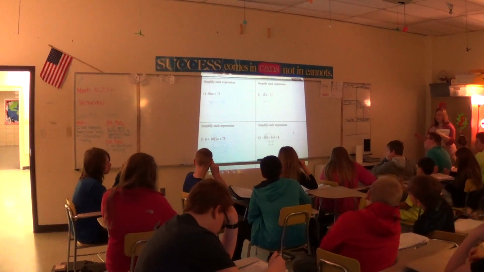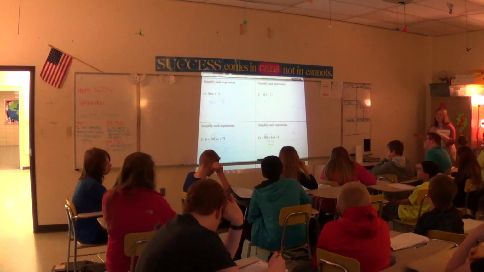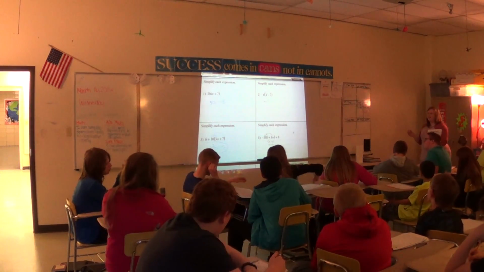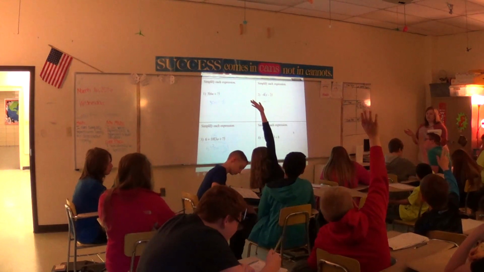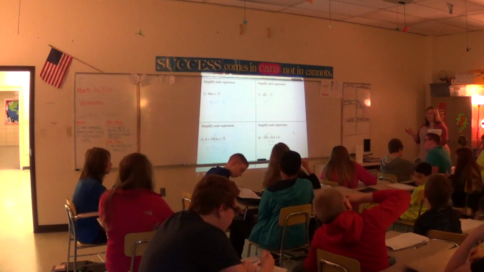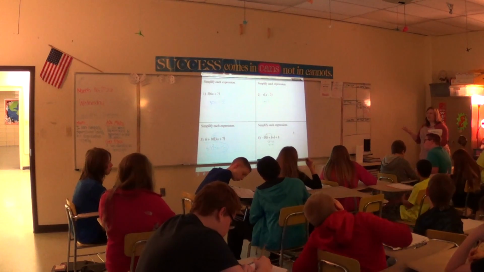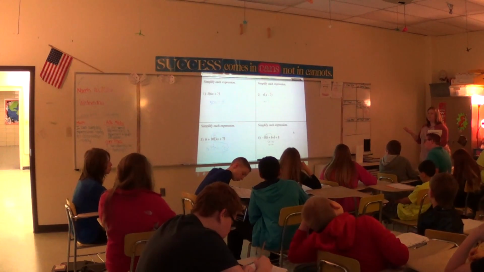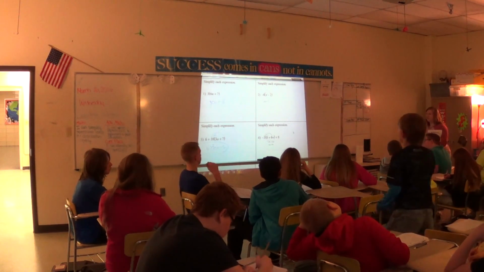Dusty? The 70 and the 6. Why can we combine those two? Joey, what do you think? Maybe because they both have variables. Neither of them have a variable. Can you add 70 and 6 for us? Yeah. Go fix it.